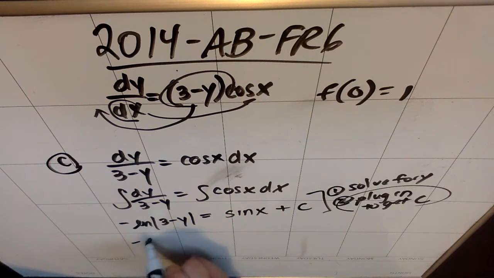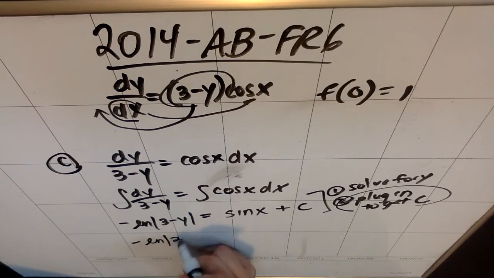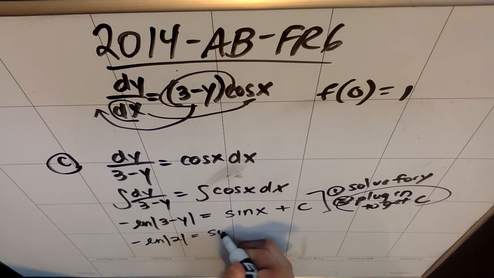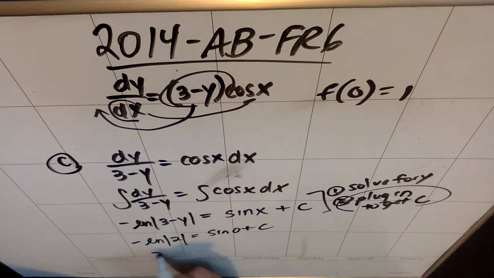So when I plug in, I get negative natural log of, this is going to be a 3 minus a 1, so it's a 2, right, equals sine of 0, well, that's convenient, plus c. So I just get negative natural log of 2 is my c, because the sine of 0 is 0. So great, I get a negative natural log of 2.